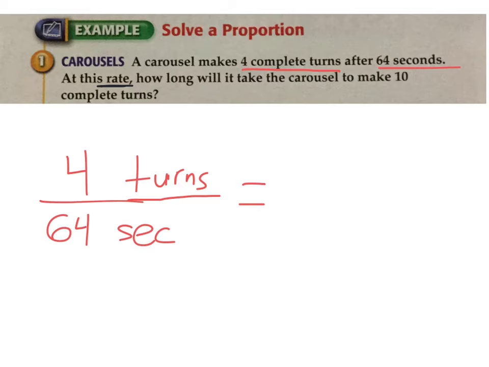So what do we know about this second rate? It tells me it makes 10 complete turns. So where would I put that in my second fraction? Where does the 10 turns go? How do you know it goes on top, or the numerator? Because turns is in the numerator on the left. Absolutely. So they have to match. If I've got turns in the numerator on the left, I need turns in the numerator on the right. And now how many seconds would that take?